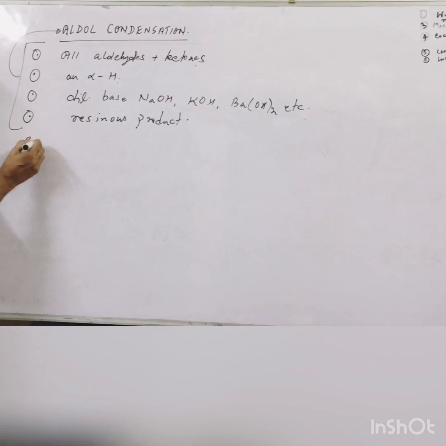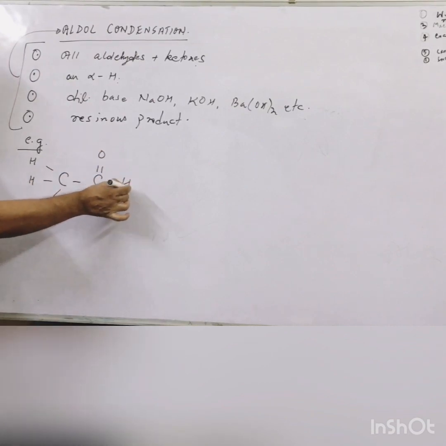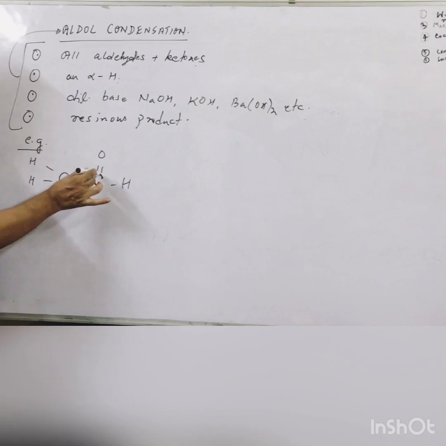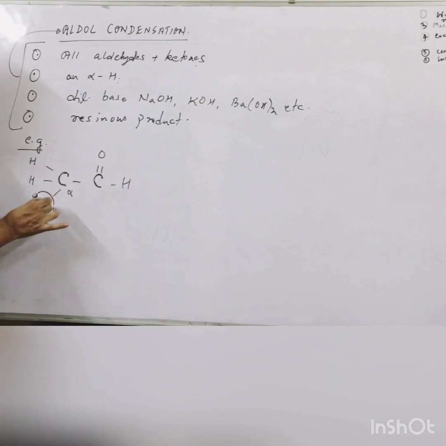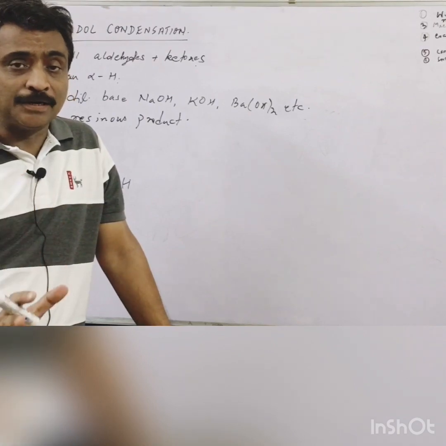Let us take an example. I have taken an aldehyde. You must be knowing the name of this aldehyde. Can you tell me? This is CH3CHO, a simple aldehyde. This is ethanal. This carbon is termed the carbonyl carbon. The carbon adjacent to it is the alpha carbon, and the hydrogen attached to this alpha carbon is known as alpha hydrogen. So ethanal is an aldehyde possessing an alpha hydrogen.